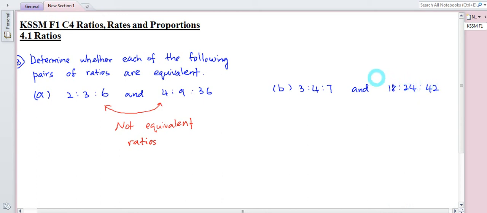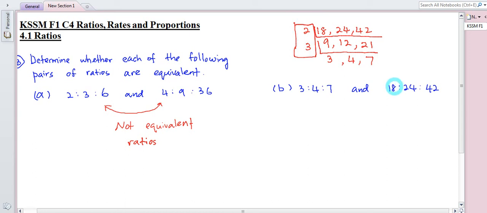Okay, how about this one? 18, 24, 42. These are all even numbers, so they can be divided by 2, right? If you want to go faster, you just straight away divide by their highest common factor. Okay, let me do it here. Divide by 2 first. Here you get 9. 24 divided by 2, you get 12. 42 divided by 2, 21. These three numbers can be divided by 3. 9 divided by 3, you get 3. 12 divided by 3, you get 4. 21 divided by 3, you get 7. Okay, no more common factor here.